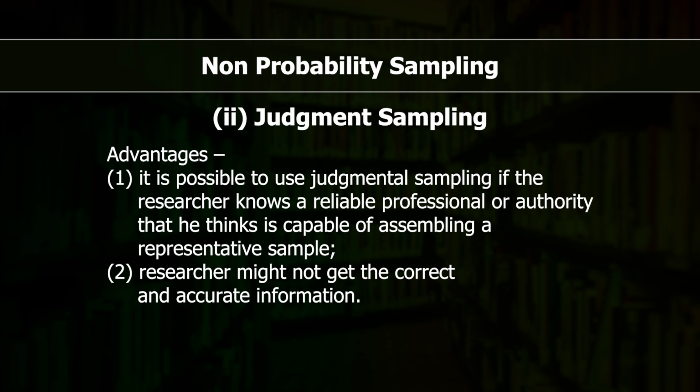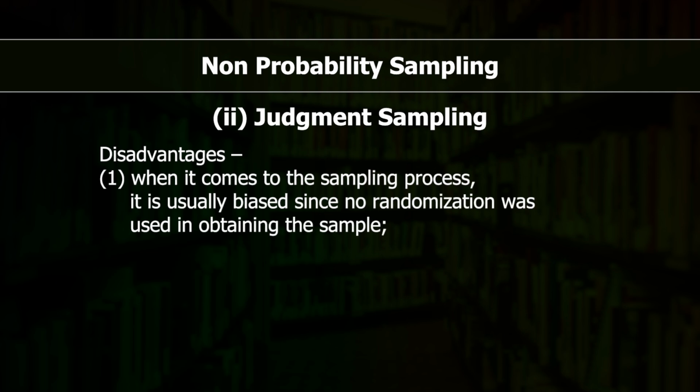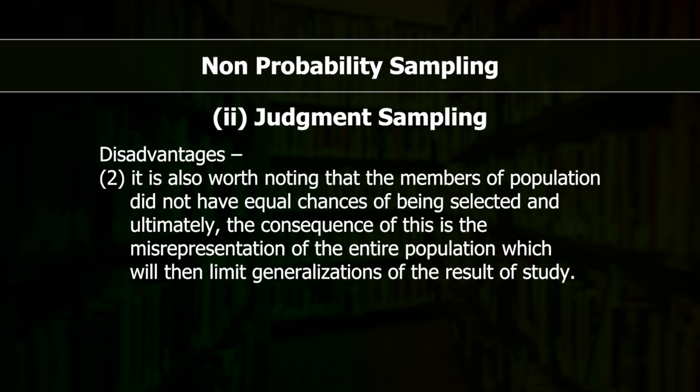Number 2, researcher might not get the correct or accurate information. There are some disadvantages also. Number 1, when it comes to the sampling process, it is usually biased since no randomization was used in obtaining the sample. Number 2, it is also worth noting that the members of population did not have the equal chances of being selected, and ultimately the consequence of this is the misrepresentation of the entire population, which will then limit the generalizations of the result of study.